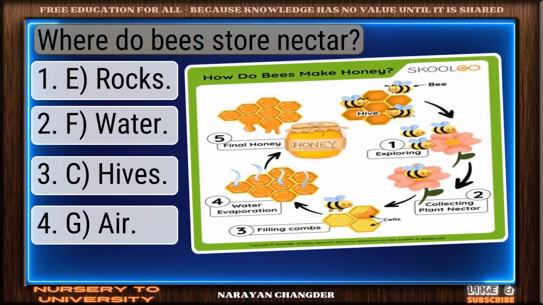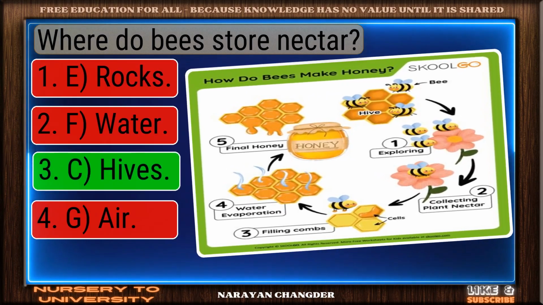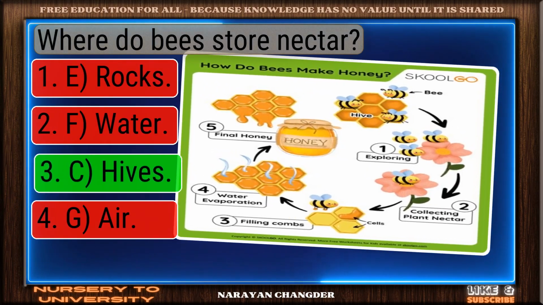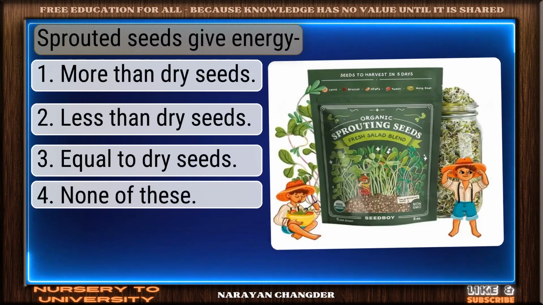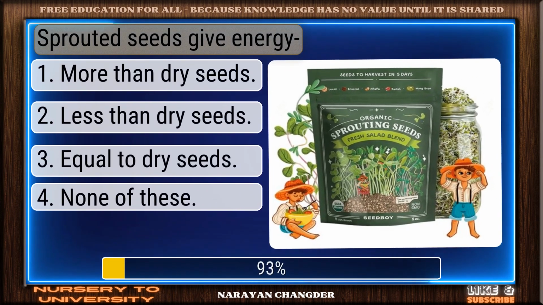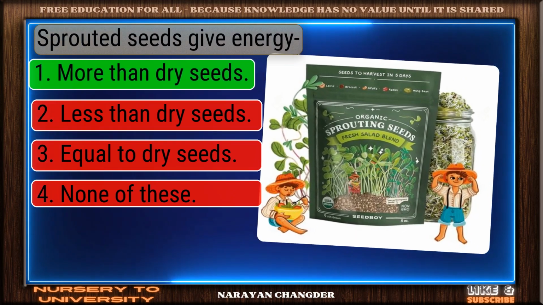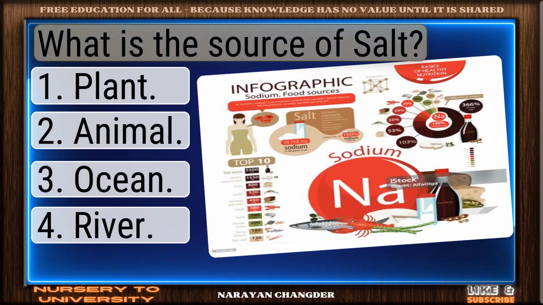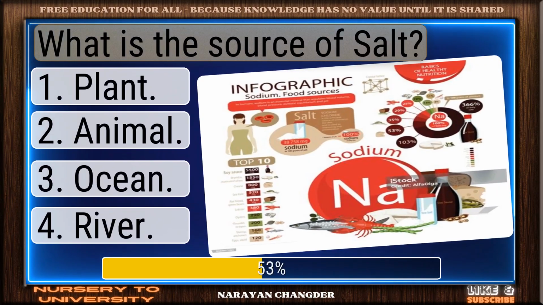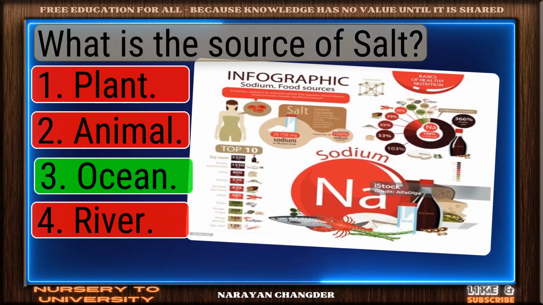Where do bees store nectar? Good job. Your answer C. Hives works well here. Sprouted seeds give energy. Nice selection. More than dry seeds is the correct and valid answer. What is the source of salt? Smart move. Ocean is an accurate answer.